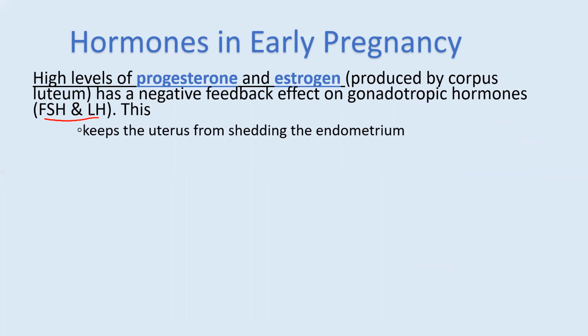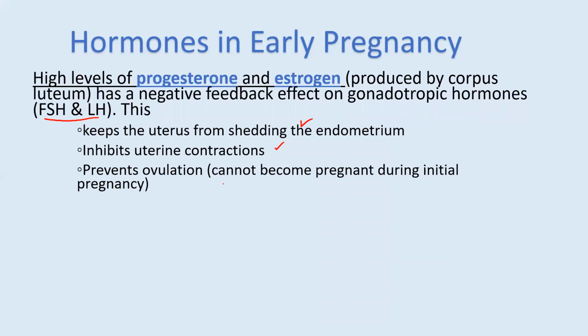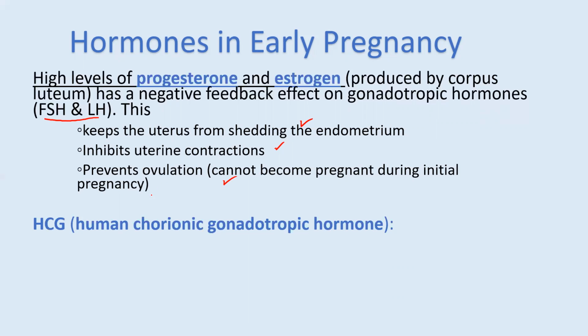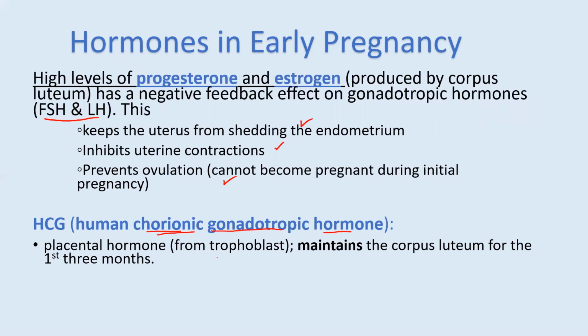So this keeps the uterus from shedding, inhibits uterine contractions, and prevents ovulation. HCG, human chorionic gonadotropin, comes from the chorion. And this is the placental hormone from the trophoblast, and it maintains a corpus luteum for the first 3 months. This is also the pregnancy test.